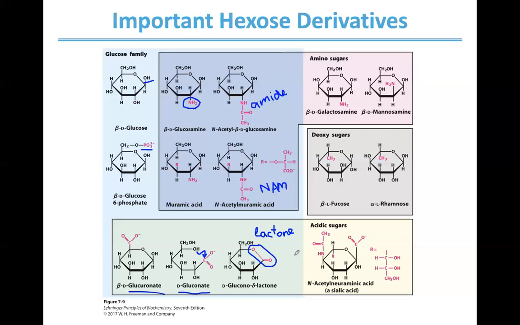Lactones. For example, this one is a D-glucono delta lactone. And guys, why is it delta? Anybody knows? What does delta mean?